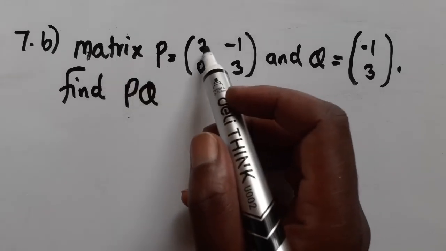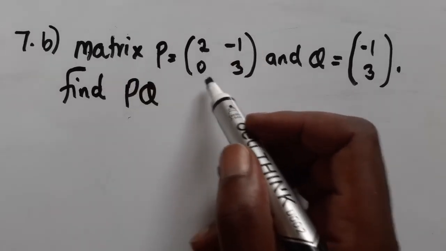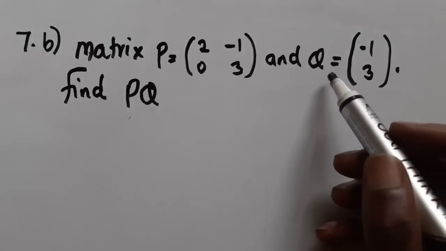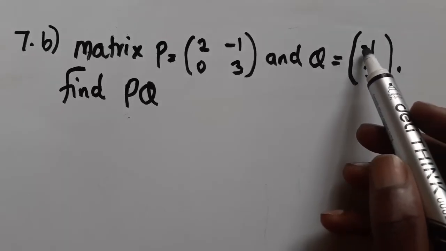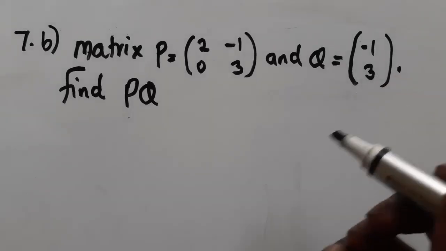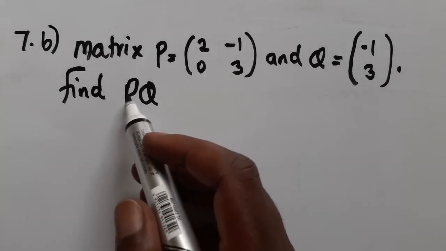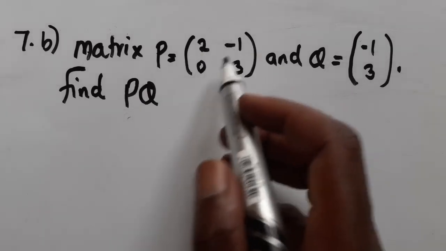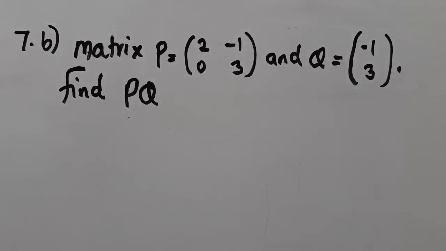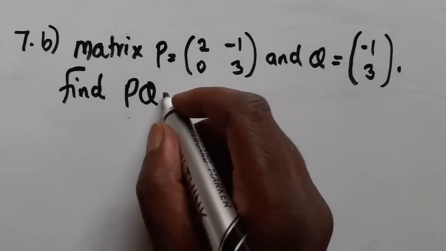Matrix P is 2, -1, 0, 3. And matrix Q is -1 and 3. So find the product. This is multiplication, meaning we have to multiply these two matrices. Are we together, ladies and gentlemen? So how do we multiply these matrices?